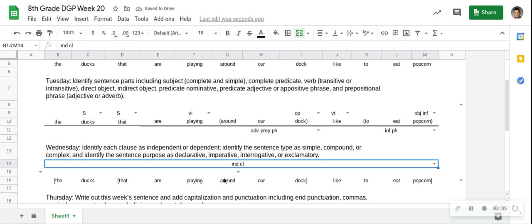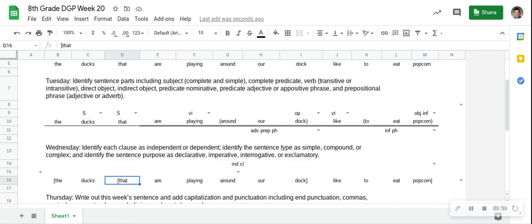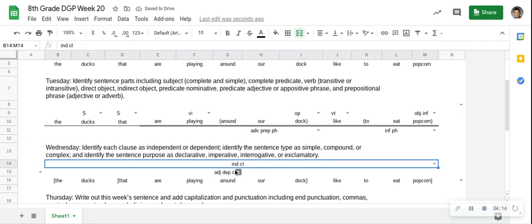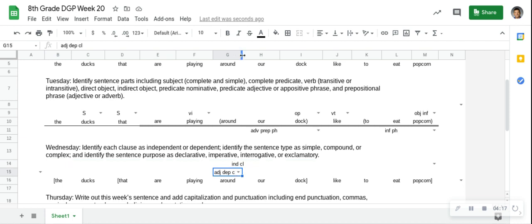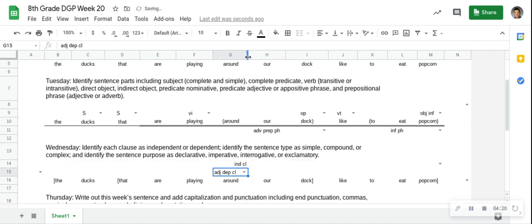Okay. Now, as far as that are playing around our dock, does that make sense by itself? The big key word is this. Do we know what that is without someone else telling us? The answer is no. So, because of that, and we need to know what a noun is, and we need to know more about what the noun is doing, okay, that becomes an adjective dependent clause. Now, depending on how you view what's being modified there, it may become an adverb dependent clause. We're going to go ahead and call it an adjective dependent clause.